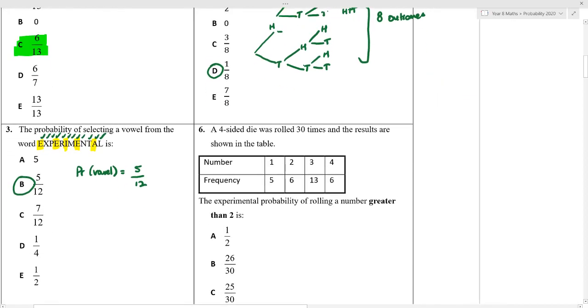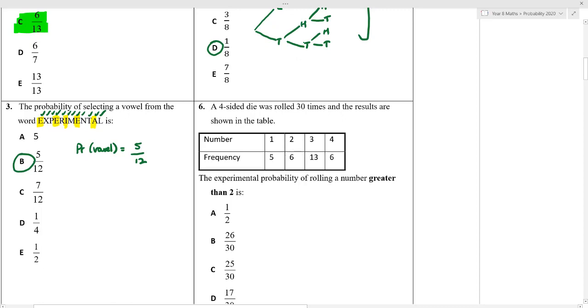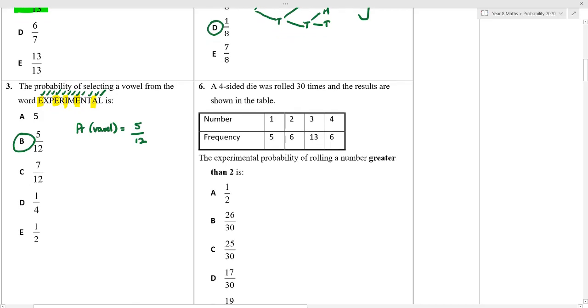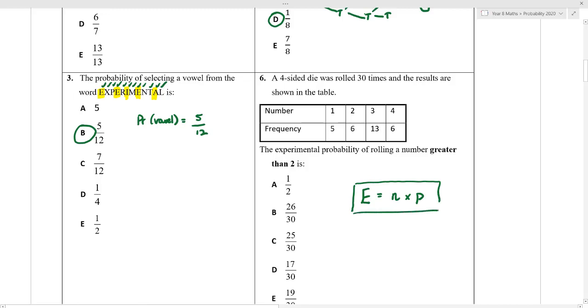Okay, a 4-sided die was rolled 30 times and the results are given here. So this time we're looking at the experimental probability, and by the way, you don't have a cheat sheet or anything in your test. You just need to remember this: expected number is equal to the number of trials times the probability. That is the only formula you really need to remember going into your test. We don't need it for this though, because we're just being asked for the experimental probability.